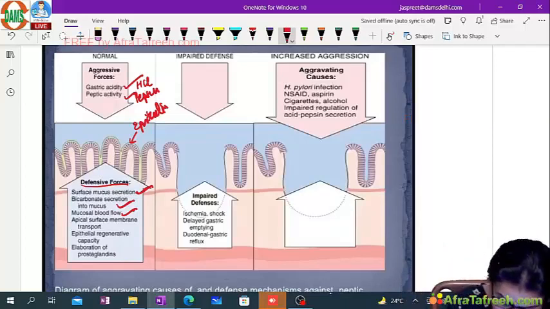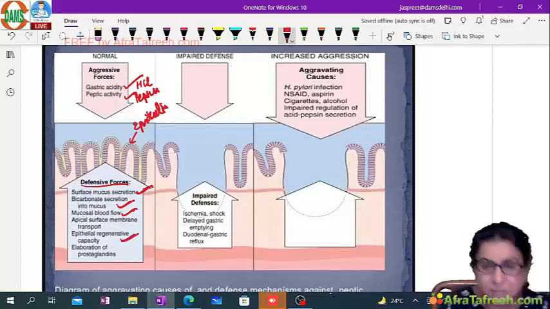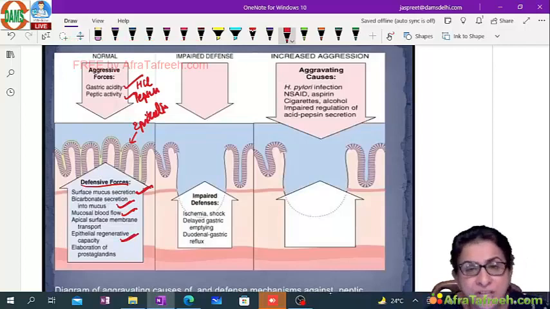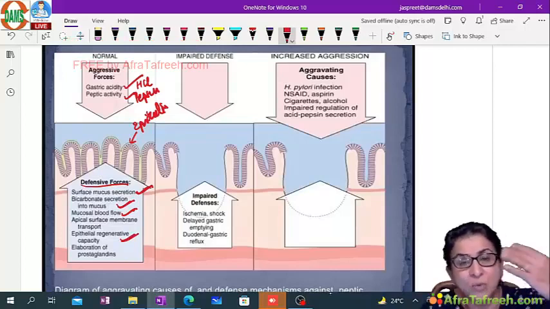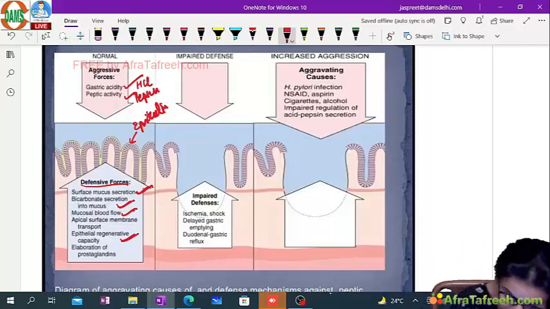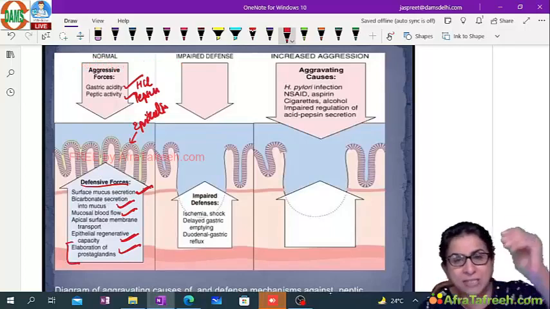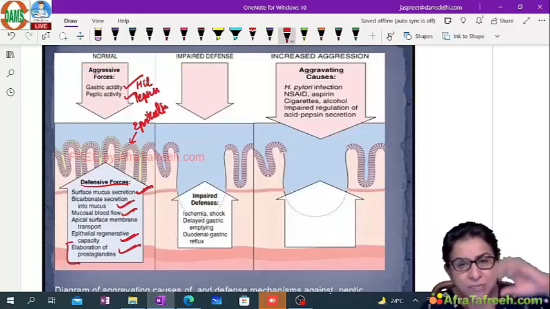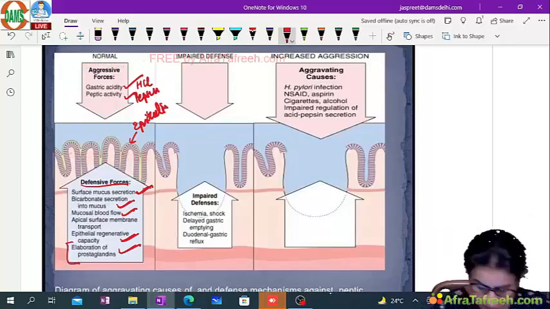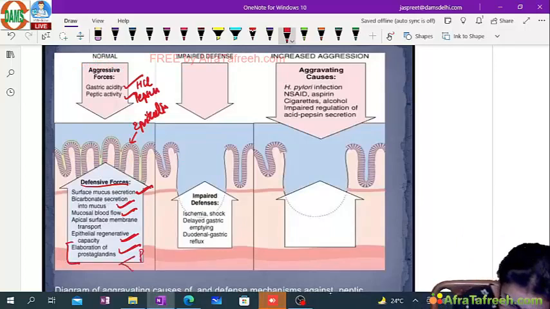Then apical surface membrane transport is there. Then the epithelium of the stomach has a very good regenerative capacity. If the cells die, new ones quickly come. And last, the epithelium produces prostaglandins. By the cyclooxygenase, COX, pathway, prostaglandins are produced in the epithelium. Important ones are PGE2 and PGI2.